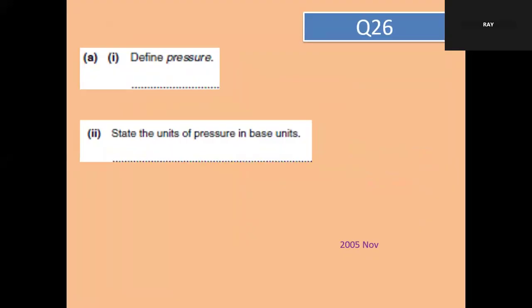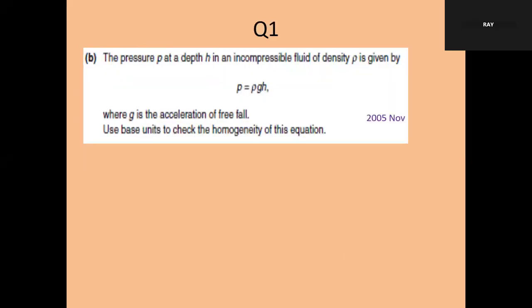Define pressure. This is our last question. Define pressure. Ratio of cross-sectional area... Force per unit area. Yeah, force per unit area. Take the unit of pressure in base unit. Go to the formula. This unit, kg. If not, use this formula to derive it.